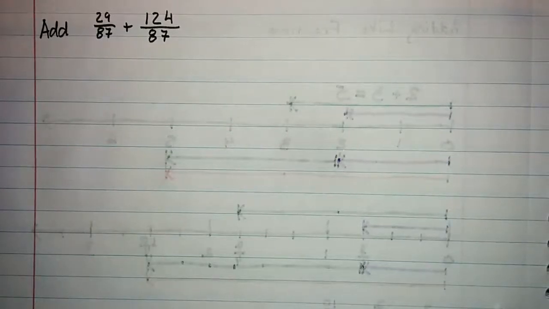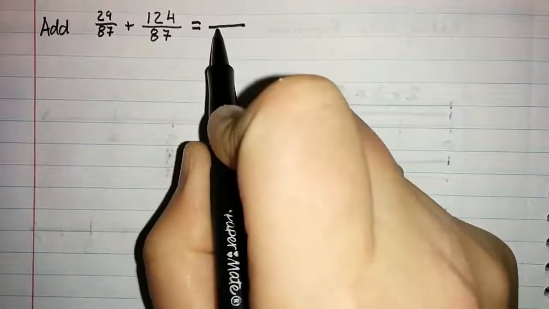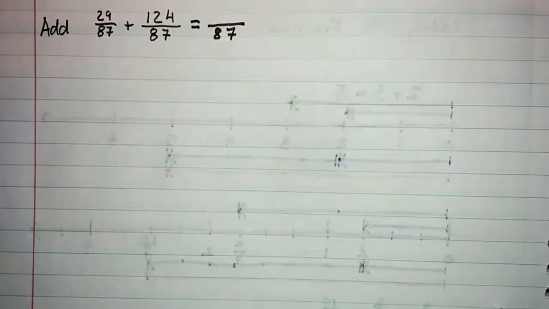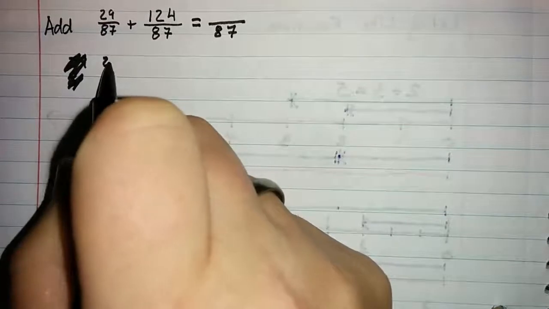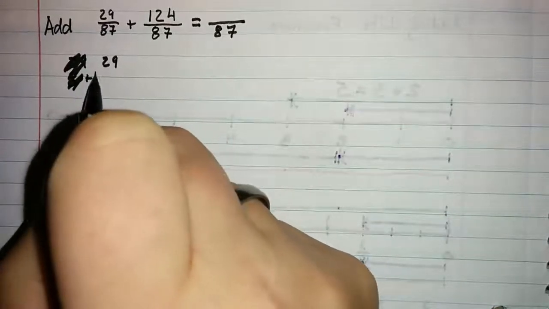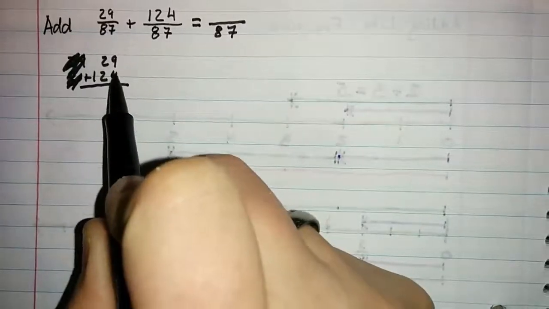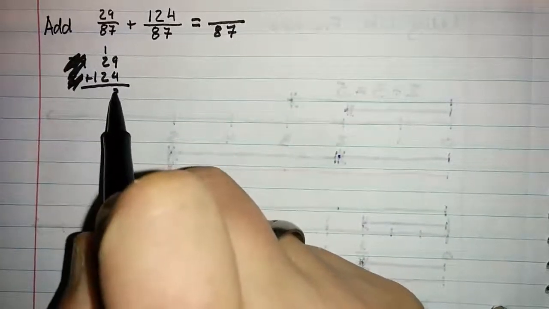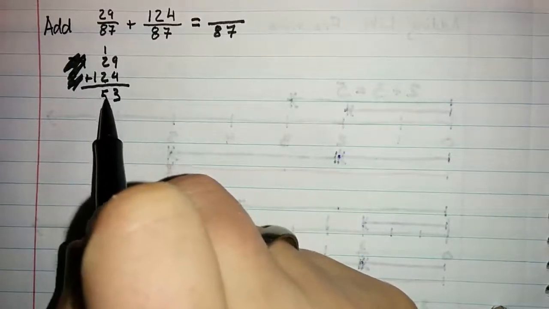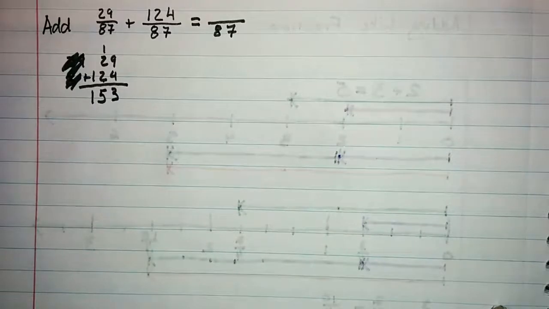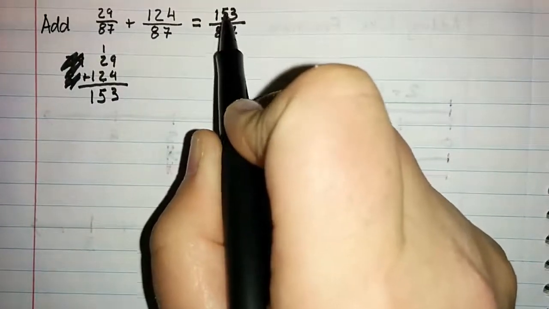Well, the things we're adding together are all 87ths. So our answer is going to be some number of 87ths. How many? Well, 29 of them plus 124 of them. So altogether we'll have 4 plus 9 is 13, 1 plus 2 is 3, plus another 2 is 5, and that's just 1. So we'll have 153 of them.